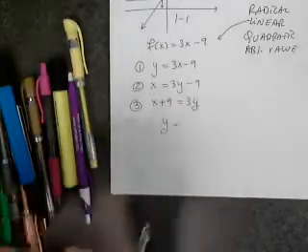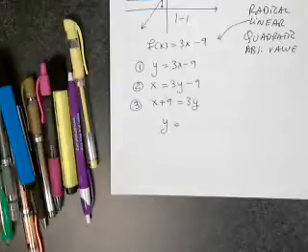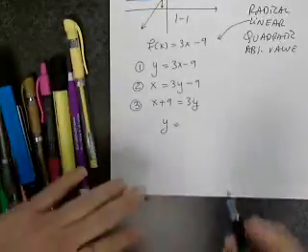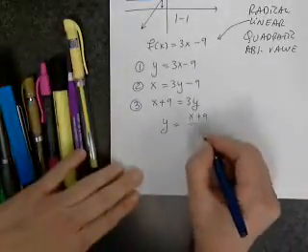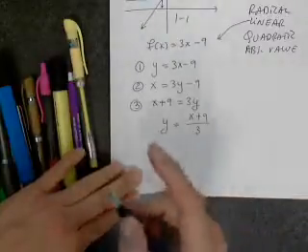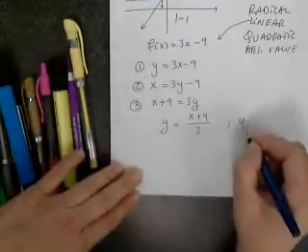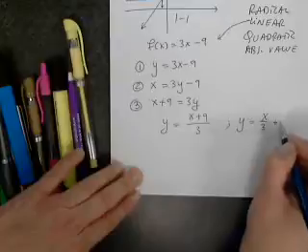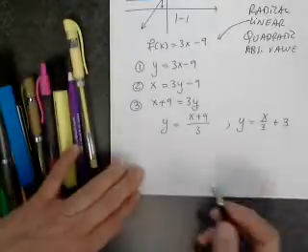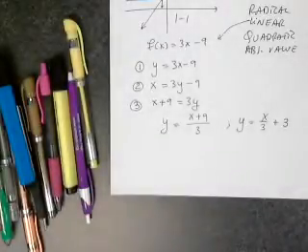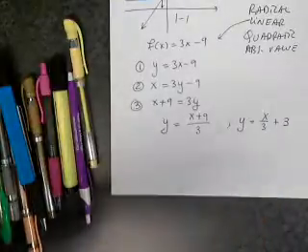And finally, what do I do to both sides to get y? Divide by 3. Good. You can write it as x plus 9 over 3, or you can divide each term by 3, so that's another option: x over 3 plus 9 over 3, which is 3. It doesn't matter, whichever you prefer. I personally prefer this, but it doesn't matter.